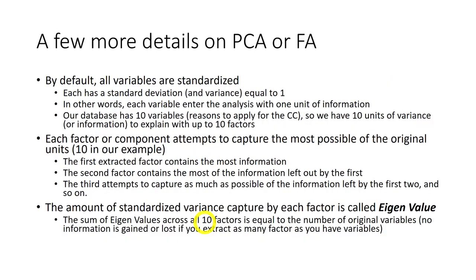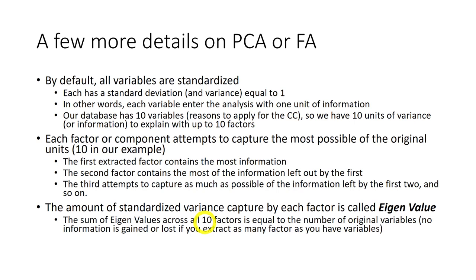A few more details about principal component analysis, which is also called factor analysis. By default, all variables are standardized. That means that each one of the variables has a variance equal to 1, as if each one of those variables enters the analysis with 1 unit of information. As I mentioned before, variance is information. So we are standardizing the information so that each variable enters our analysis with 1 unit of variance or 1 unit of information. Since our database has 10 variables, that means that we start with 10 units of variance to explain, up to 10 factors.